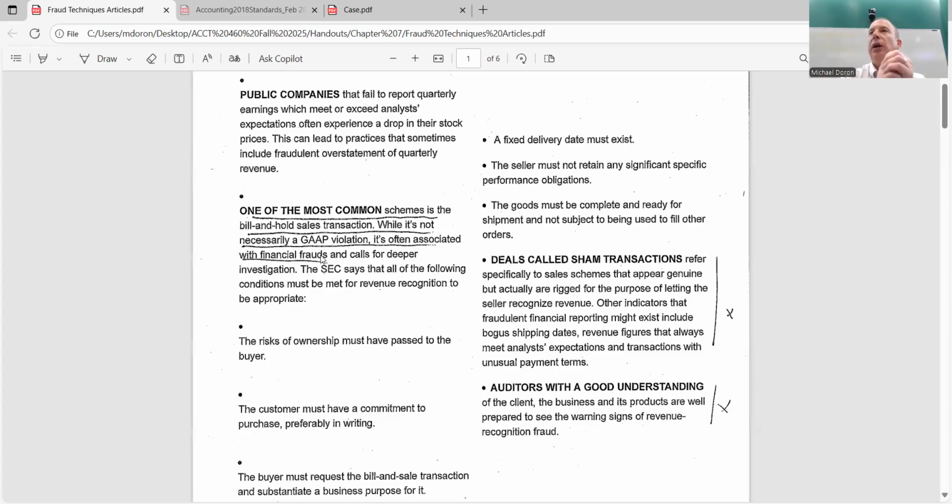So a bill and hold transaction is a legitimate sale if there's a firm contract, not just a handshake, a contract that Target bought these things, and the inventory is segregated. Segregated means it's put in a separate part of the warehouse with a big sign: not for sale, already purchased by customer. So a bill and hold can be a legitimate sales transaction in situations like holiday shopping, as long as you have a firm contract and inventory is segregated.